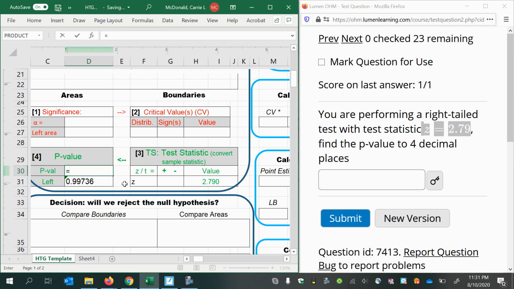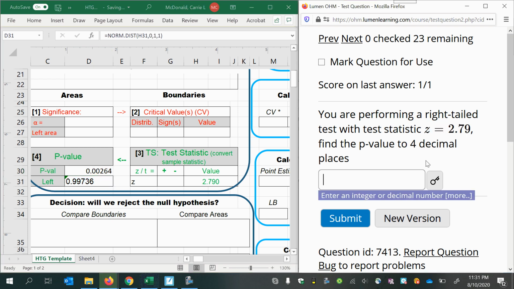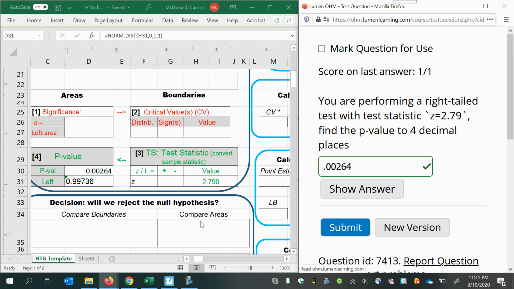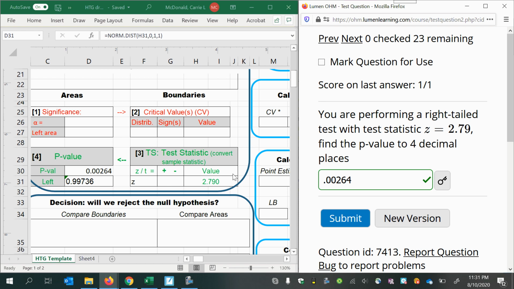So my actual p-value would be 1 minus this, the tiny area in the right tail. So to 4 decimal places, that is 0.00264. And I don't know why I didn't round it to 4 decimal places, but it still took it. I guess it's just because if you don't round it to 4 decimal places, you might round it and have it be too different from what the answer should be. So like a tolerance issue.